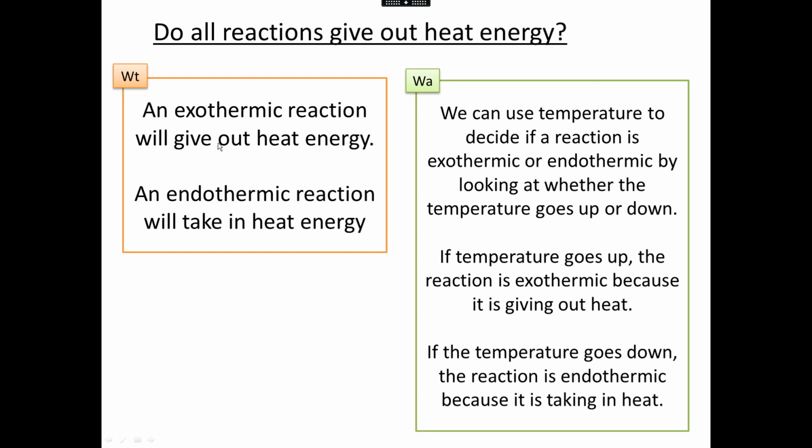An exothermic reaction will give out heat energy. An endothermic reaction will take in heat energy. If you've already written about the temperature going up or down, that's a really good thing to include. I've included that in this green section here.